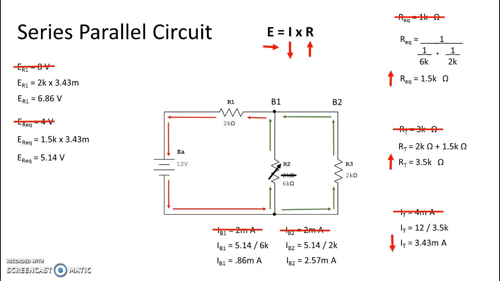Okay, and now of course we take a quick look at voltage. And we know that the voltage in branch 1 and branch 2 equals the voltage that is applied to our parallel, which is 5.14 volts, because voltage is constant in parallel. And if we look at that voltage and add it to the voltage of R1, we will of course end up with applied voltage of 12 volts. Alright, and this ends our changed value in a parallel of our series parallel circuit.